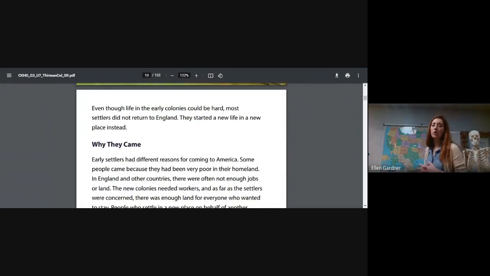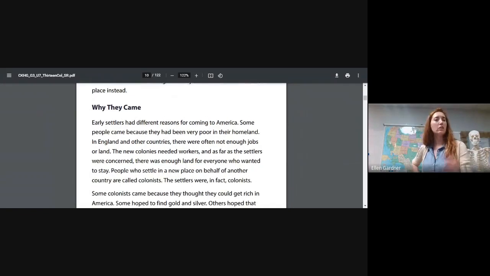Now, even though life in the early colonies could be hard, most settlers did not return to England. They started a new life in a new place instead. Now, why do you think these English came? Why would they come from England to America to start a new life, separating themselves from everything they were familiar with and from all the people that they knew?